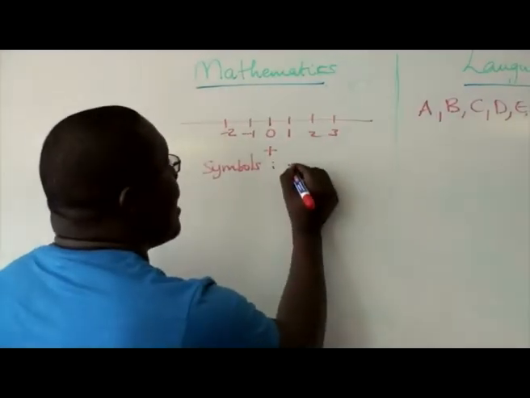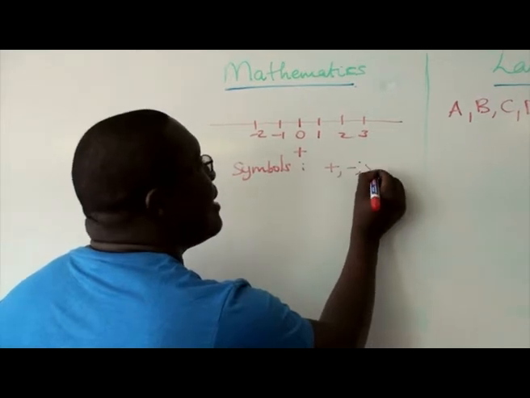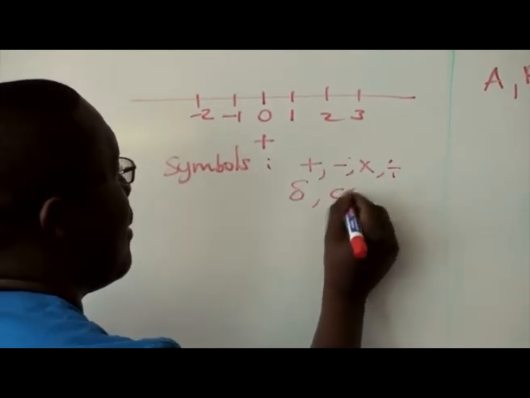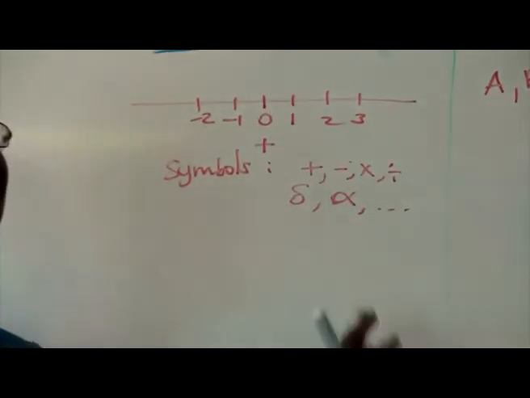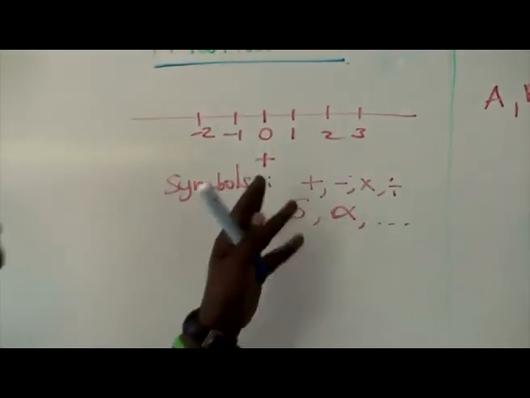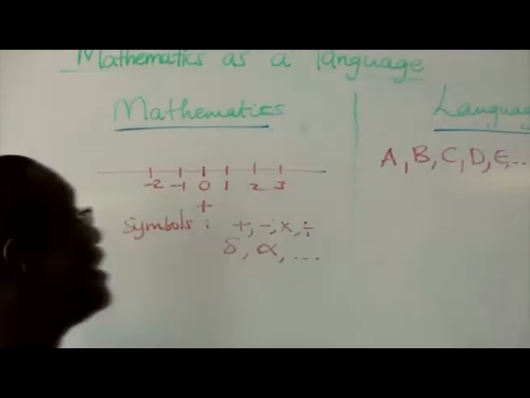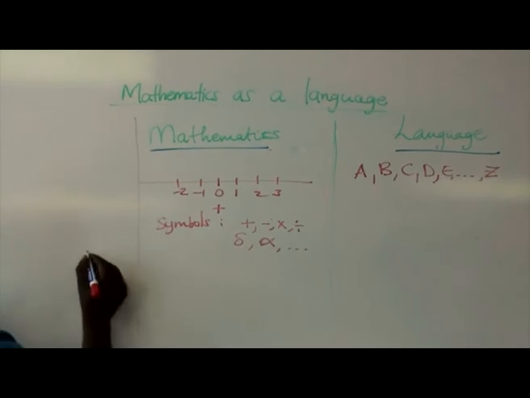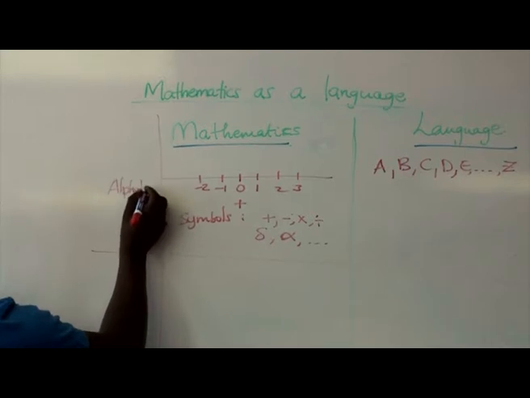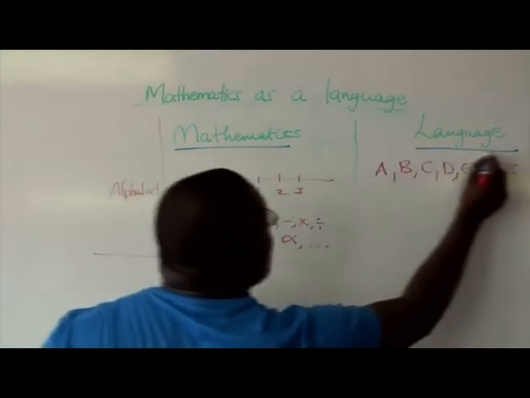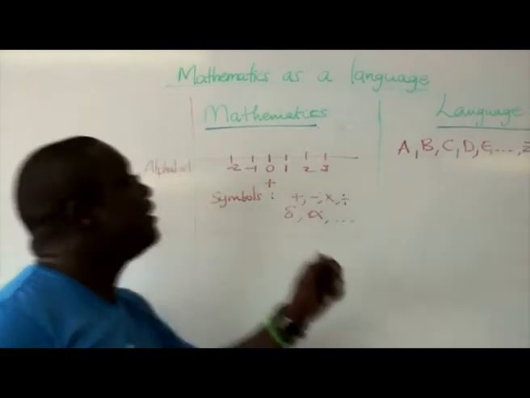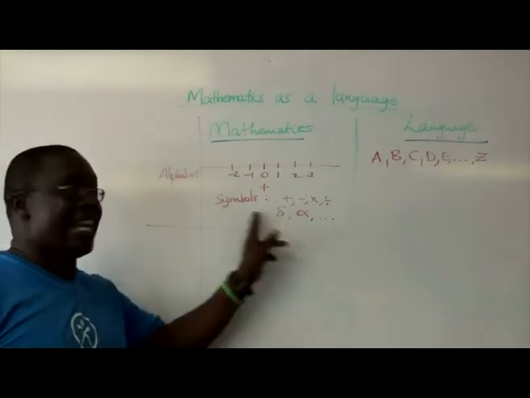The symbols, which are plus, minus, times, divided, alpha, gamma, all those Greek symbols, right? So think of the symbols and the numbers. Together we have the alphabet for mathematics. So I'll just put another column here and say alphabet. Right. So we have established the fact that language has an alphabet which is A, B, C, D. Mathematics has an alphabet which is numbers and symbols.